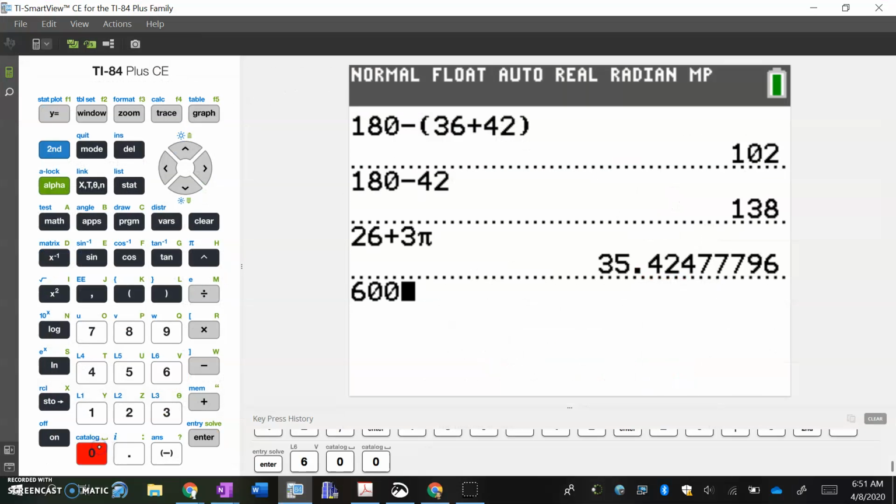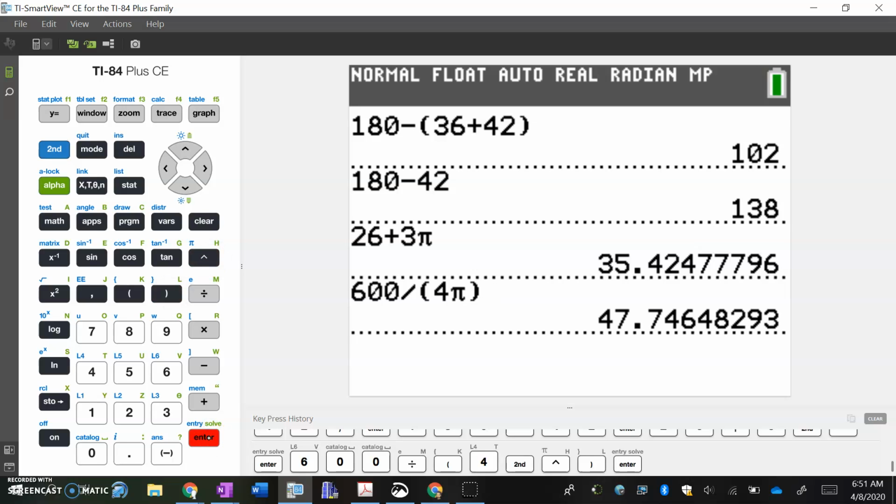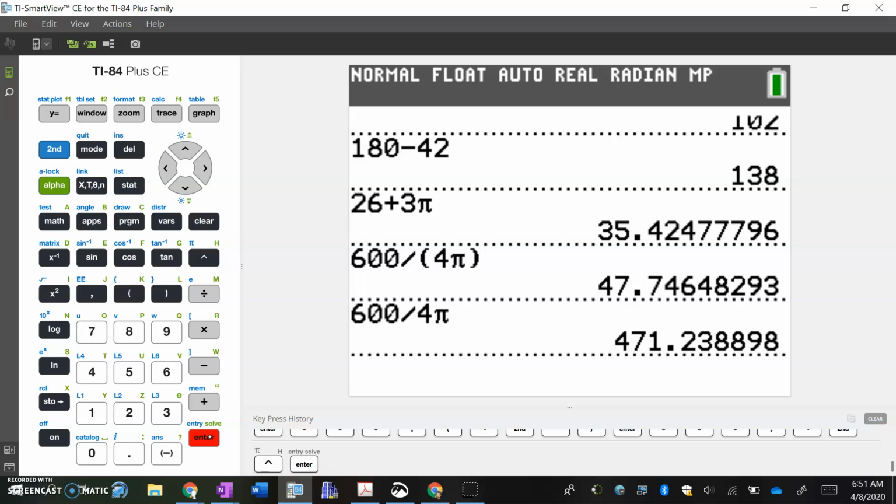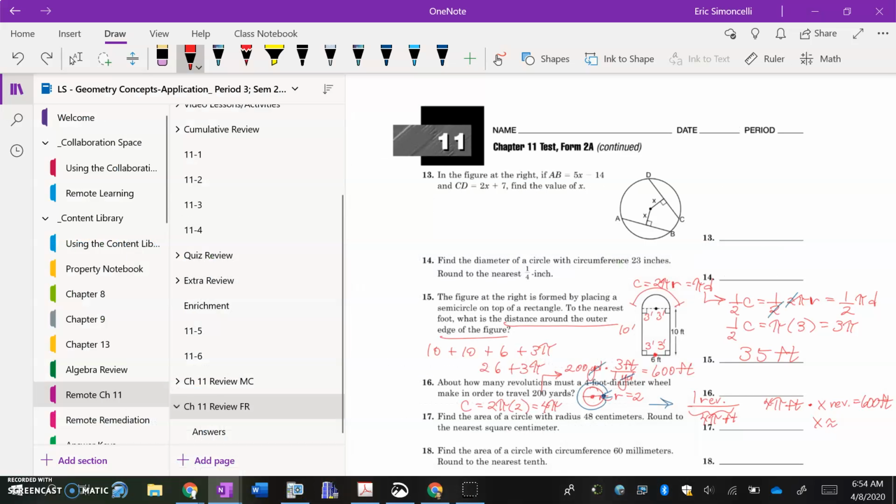Now, in a previous video, I did show you that when you divide by a quantity of this nature, if you don't use parentheses, so here's the right answer first, 47.7. But if you don't use parentheses, look at the difference. It is significant. And that's the wrong answer, 471, certainly. Because this problem wanted the number of revolutions, we'll take our answer, 47.7, and we'll simply round that to 48. So that should be final answer, 48 revolutions.